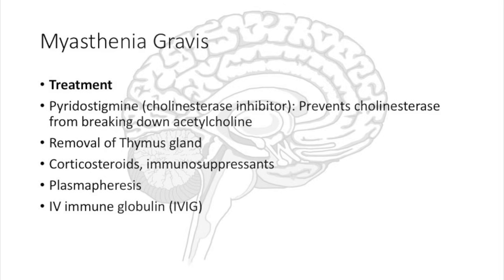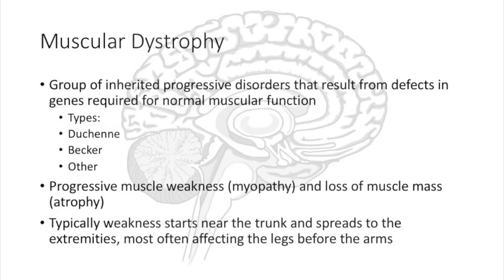It's important to not get myasthenia gravis and Guillain-Barre, or their treatments, mixed up. The treatments are very similar, but again, with myasthenia gravis, you're going to give cholinesterase inhibitors. For both, you're going to give plasmapheresis, IVIG, and steroids. Okay, the last section is muscular dystrophy, and then we'll be finished.